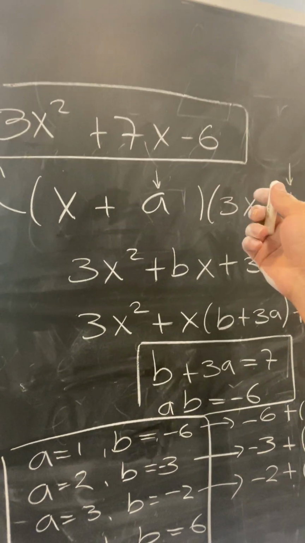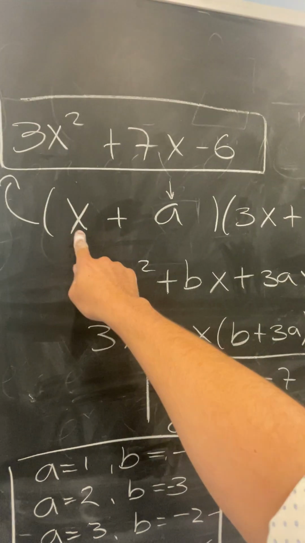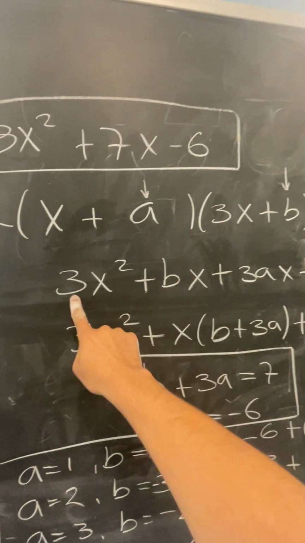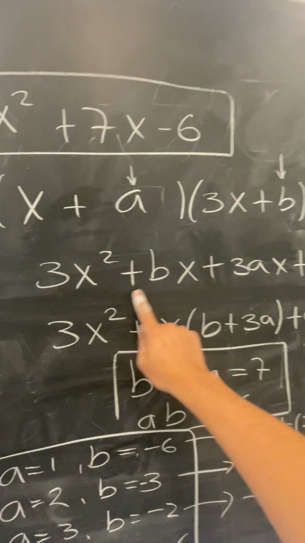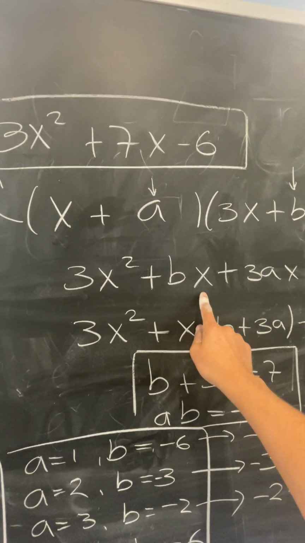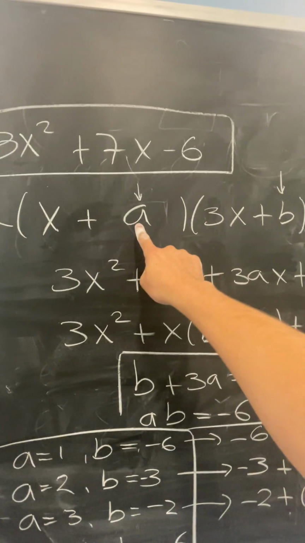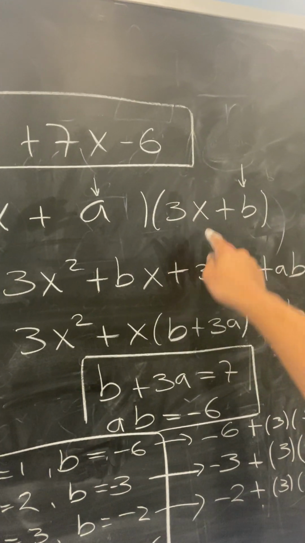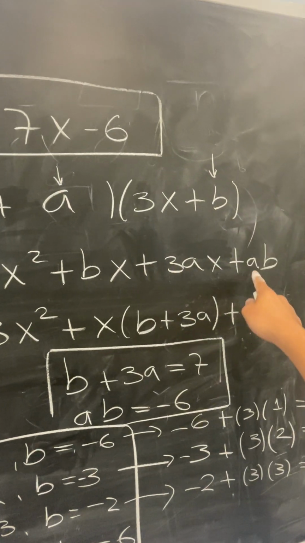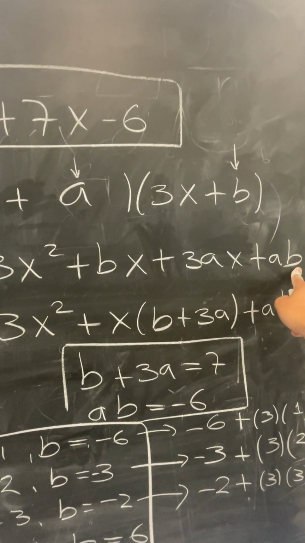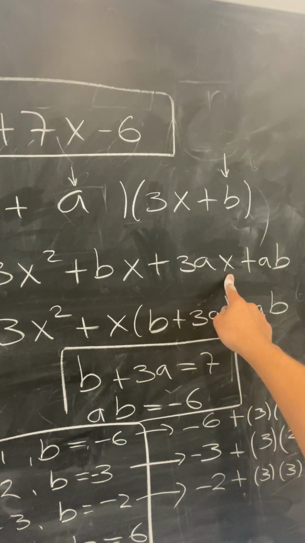So let's just go through it. If we multiply these out, we have x with 3x, so it gives us 3x squared. Then we have x with b, which gives us bx. Now that we've done the x part, we do the a part. So a times 3x gives us 3ax. Now a times b gives us ab. Now you see here we have bx and we have 3ax.